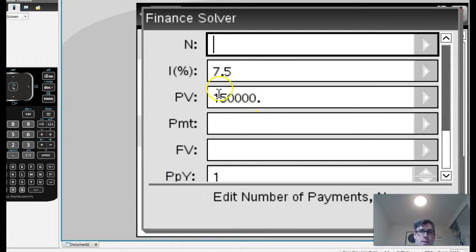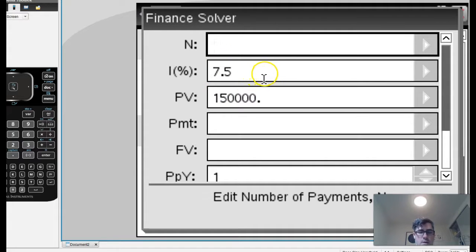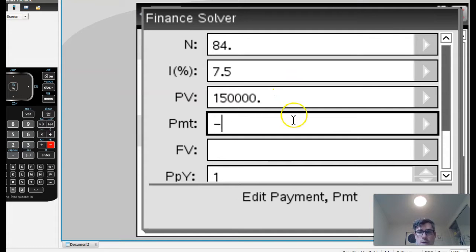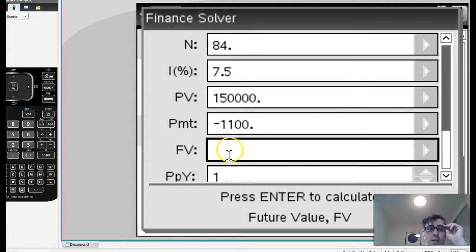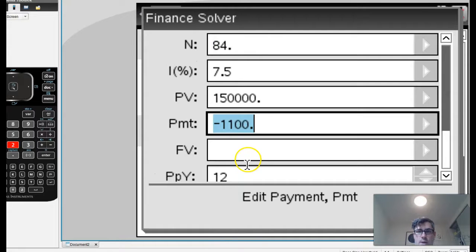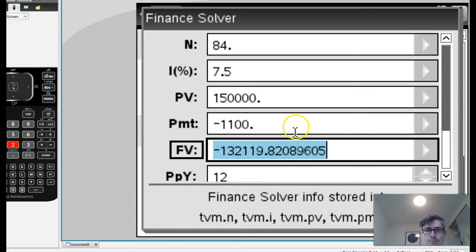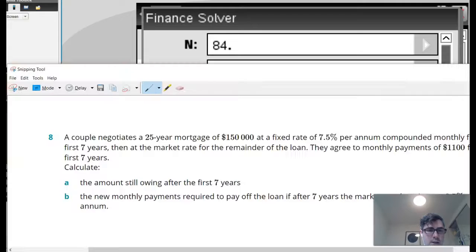And it's a positive loan because it's coming to the person. That's positive. 7 lots of 12 for the time period. Payments are negative 1100 because it's paying back to the bank. And future value has to be negative, but we'll work out what that is now. It'll come out as a negative value because it's still owed to the bank. So that will work out the future value after 84 payments, which is 7 years. All right, so that's the first calculation there.